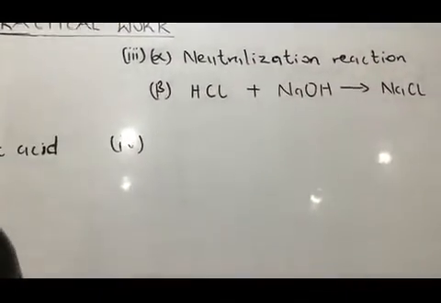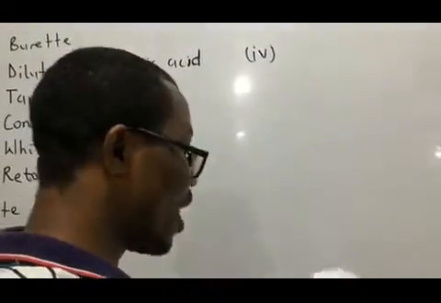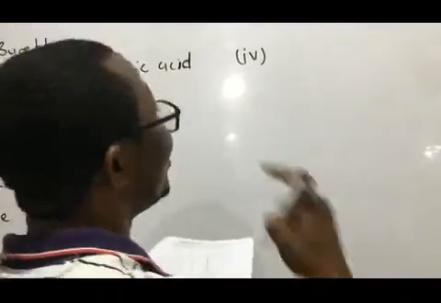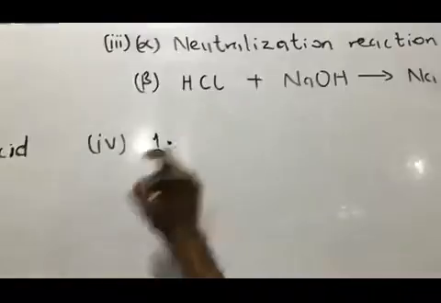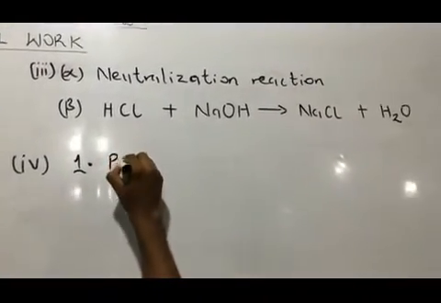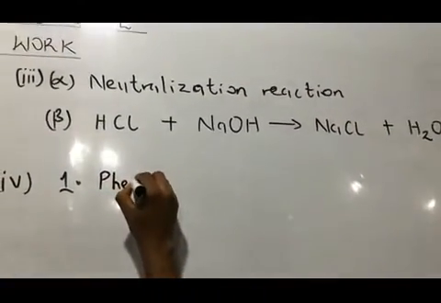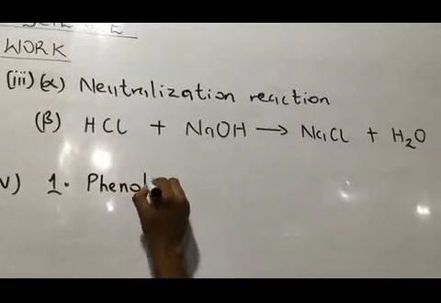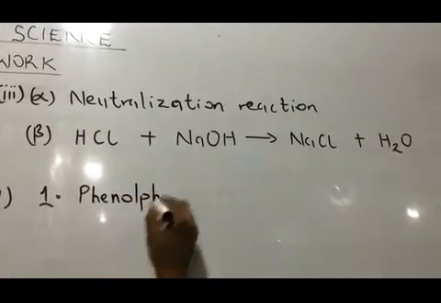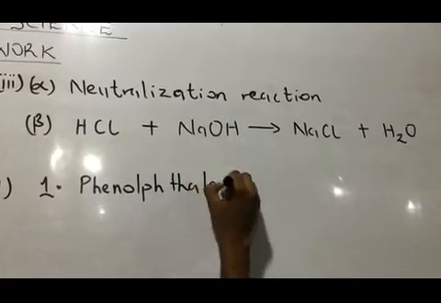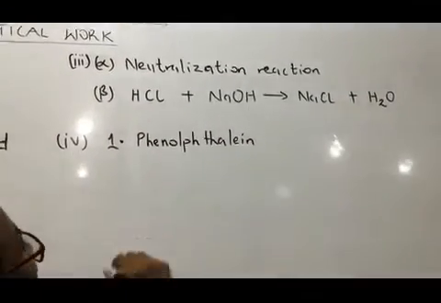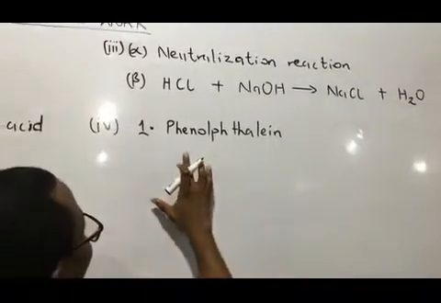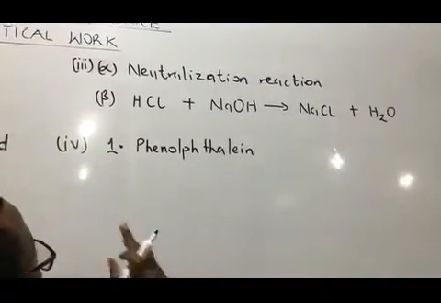And then the last question here, IV, says name one indicator that could be used in the experiment. So you are talking about acid-base titration indicators. You have phenolphthalein. Please take note of the spelling of phenolphthalein: phenolph and then thalein. Students write it and then they make mistakes. If your spelling is wrong, you'll be marked wrong. So take note of the spelling.